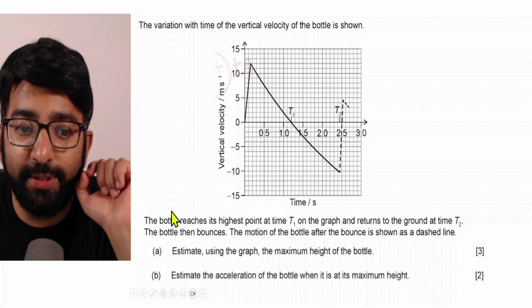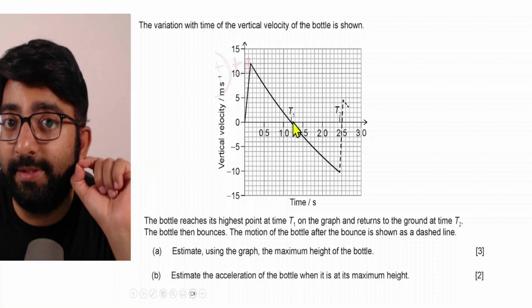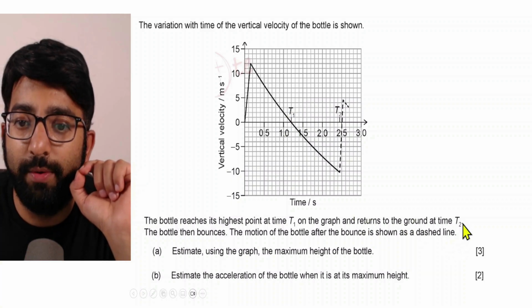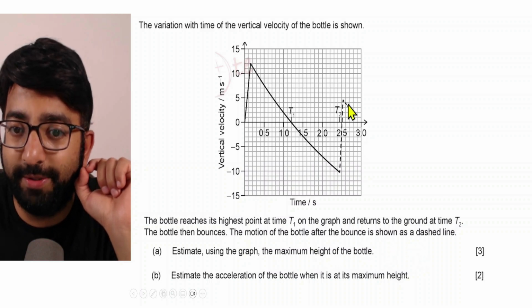Now the question mentions the bottle reaches its highest point at time t1 on the graph. So t1 is the time when the bottle reaches the maximum height, and then the bottle returns to the ground at a time t2. The bottle then bounces. The motion of the bottle after the bounce is shown as the dotted line.